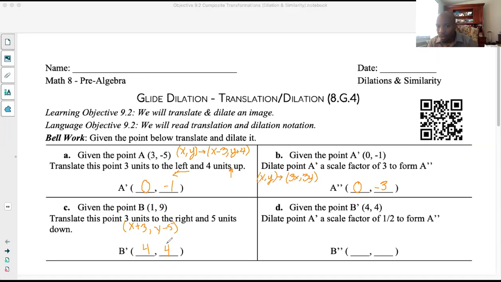And then if you look at part D, you will see that we're given this point B prime, 4 comma 4, which we need to dilate. I should say B prime there. I'm going to go fix that on the actual worksheet. Dilate B prime a scale factor of 1/2 to form B double prime.